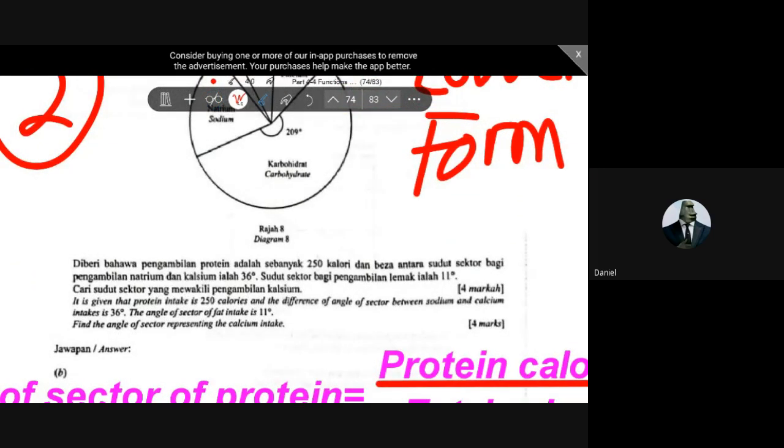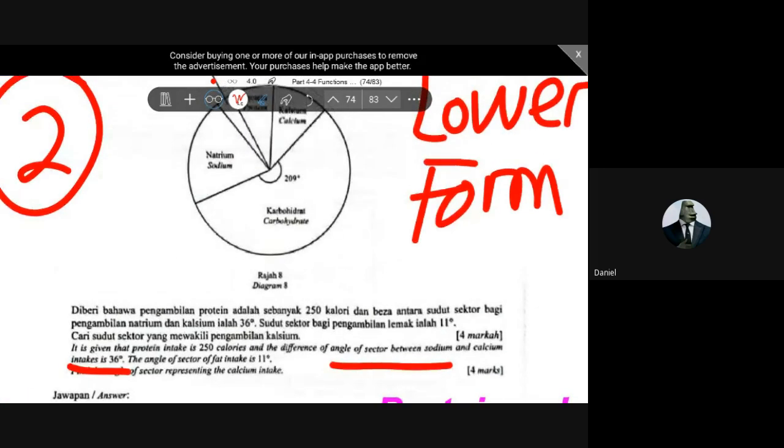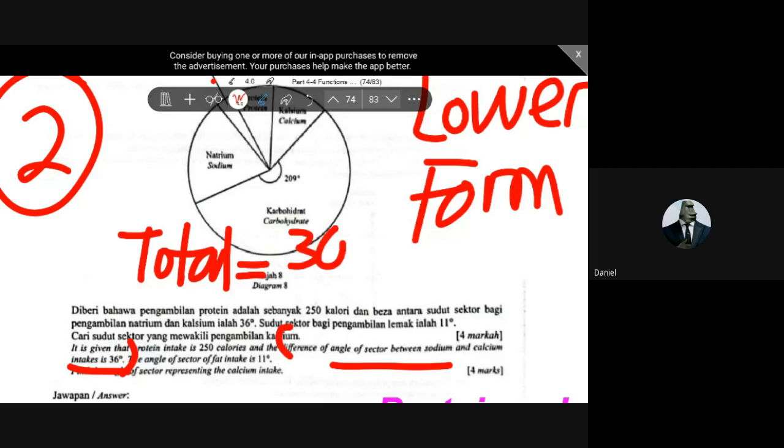Okay, so it is given protein intake is 250 calories. Satu maklumat kat sini. And the difference between sodium and calcium, perbezaan sudut dia 36. So kamu ada 2 maklumat. You have 2 info here. Can you tell me apa konsep yang kita akan gunakan untuk selesaikan soalan ini? What is the concept we use to solve this kind of question? And also the total is 3000. What is the method we use to find out the calcium?